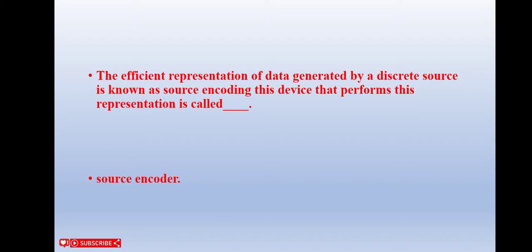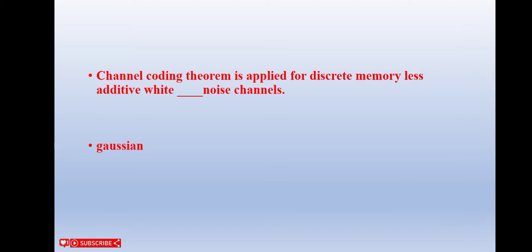Next question, the efficient representation of data generated by a discrete source is known as source encoding. The device that performs this representation is called source encoder. Source encoder is the correct answer.